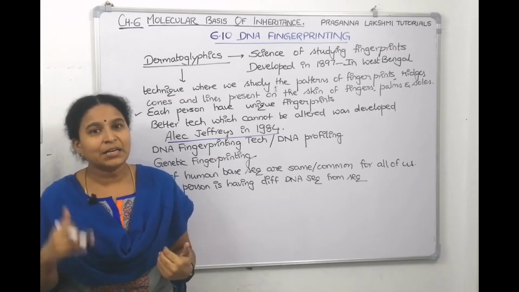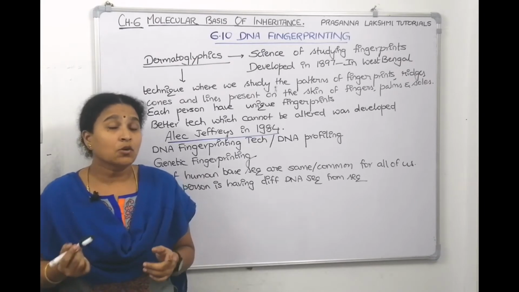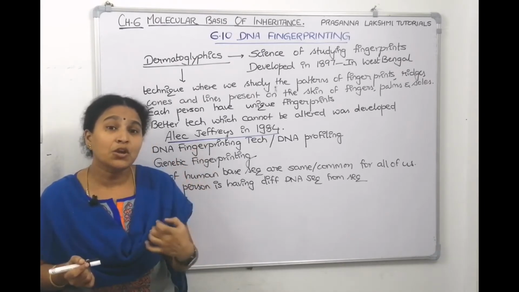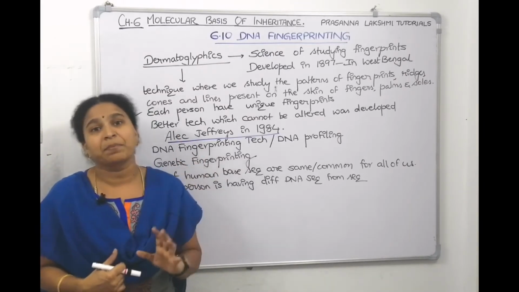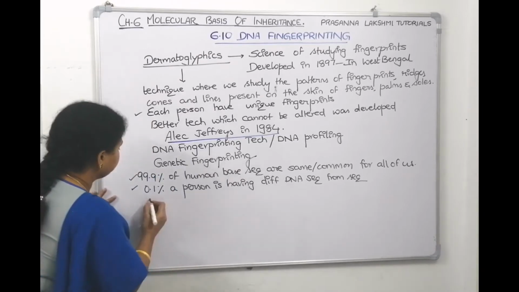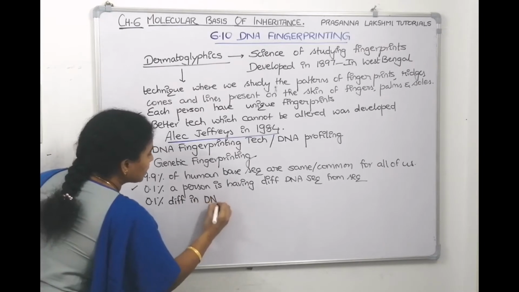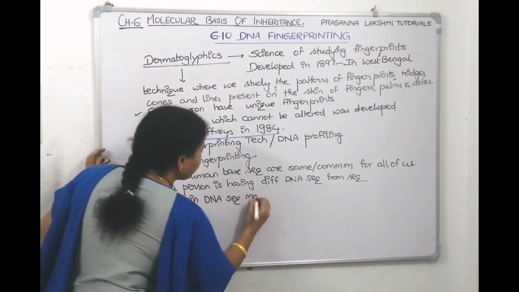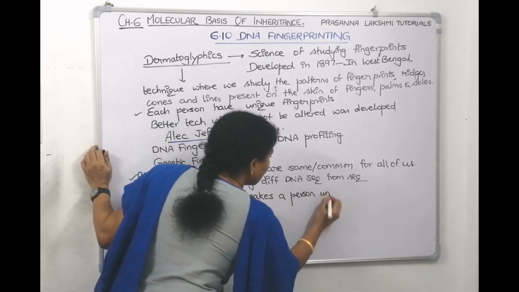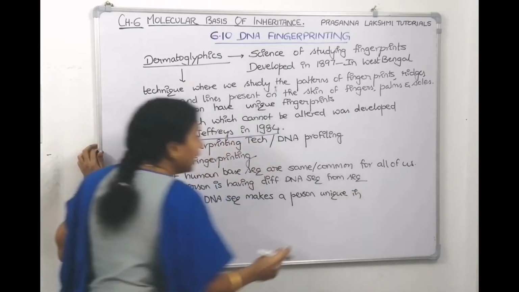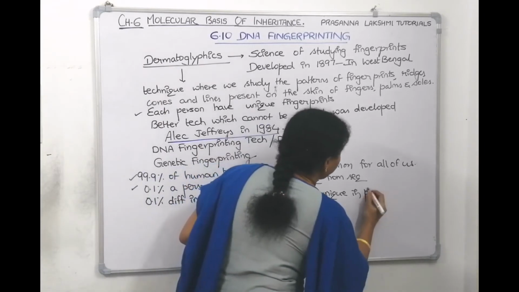So, I am very unique. My height, my weight, my behavior, my pronunciation, everything is different. It's unique for me. So, what is that DNA sequence which is making me unique, which is making my phenotypic appearance unique? It is 0.1%. So 0.1% difference in the DNA sequence makes a person unique. It makes a person unique where? In phenotypic appearance, right?